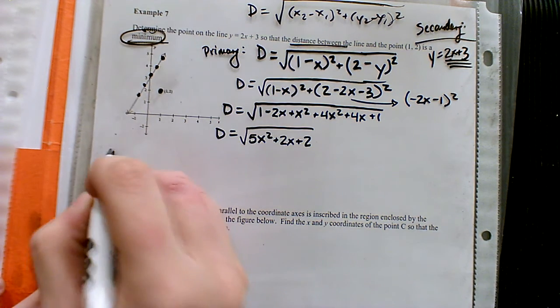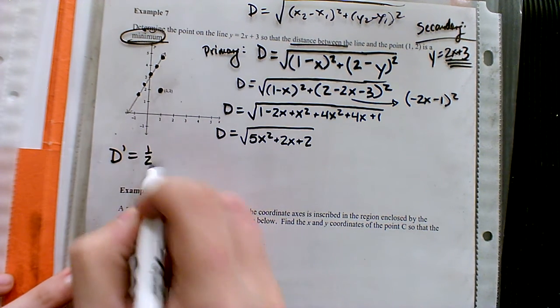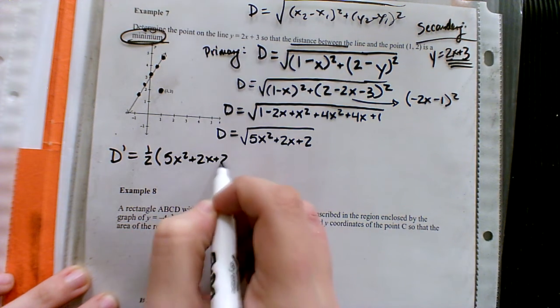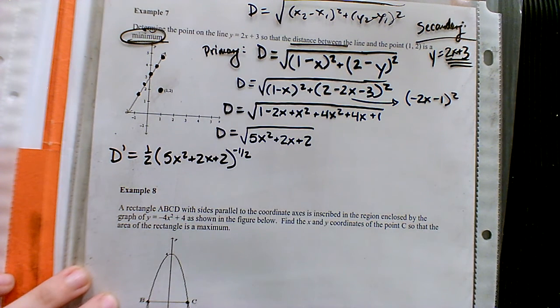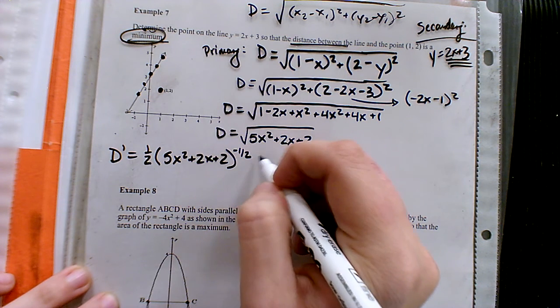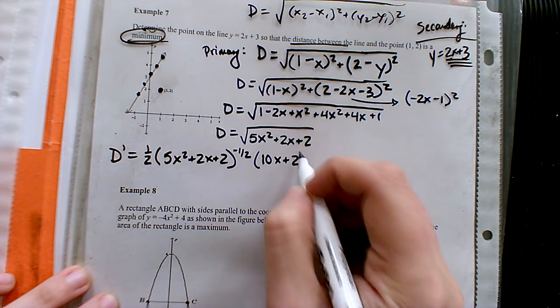We can take the derivative of that, right? Chain rule. Bring the 1/2 down from the root. Keep the inside. New power, negative 1/2. Finish the chain rule by what? Derivative of the inside, so 10x plus 2.